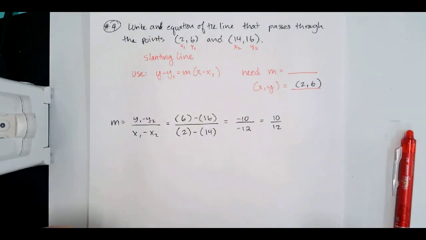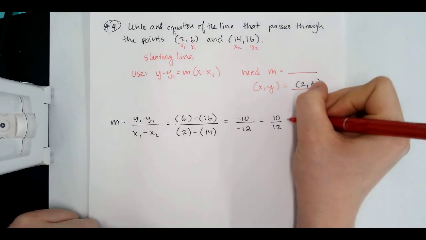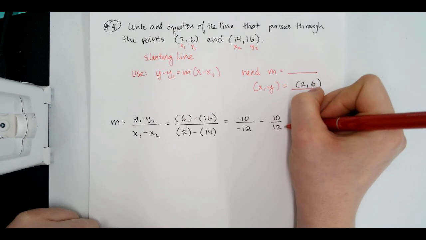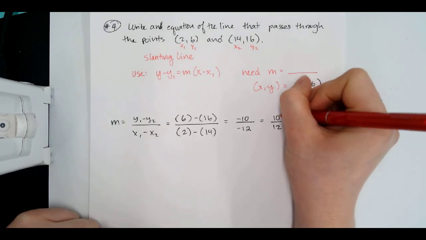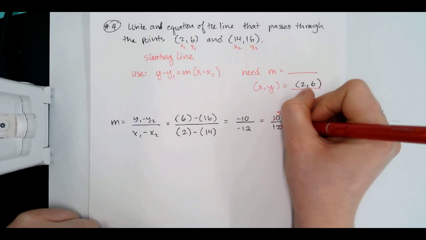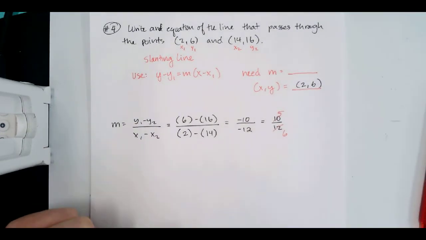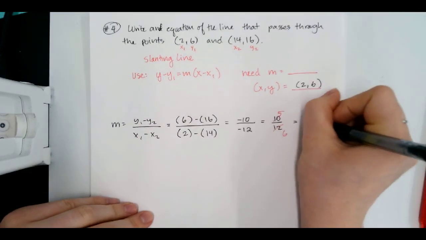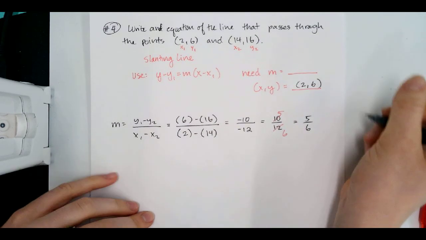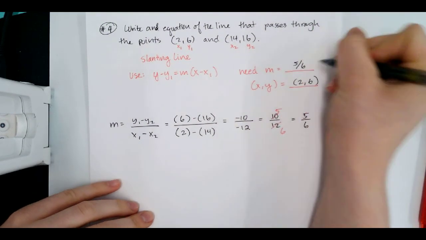And then we can simplify this. 10 and 12, we can divide both of them by 2, yeah? 10 divided by 2 is 5. 12 divided by 2 is 6. So, simplified, 5 over 6. So my slope is 5 over 6.